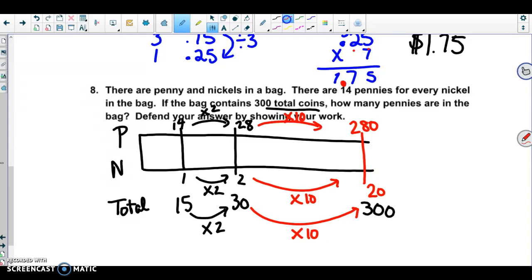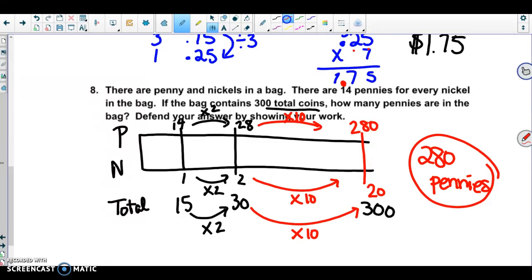The question is, how many pennies are in the bag? So to answer my question, I would write 280 pennies, or 280 is my answer. You might have done something different here. I originally thought that I could take 15 times 10 to get 150, and then double that to get 300. It really depends on how you see it, but our goal is to get to that 300 total.